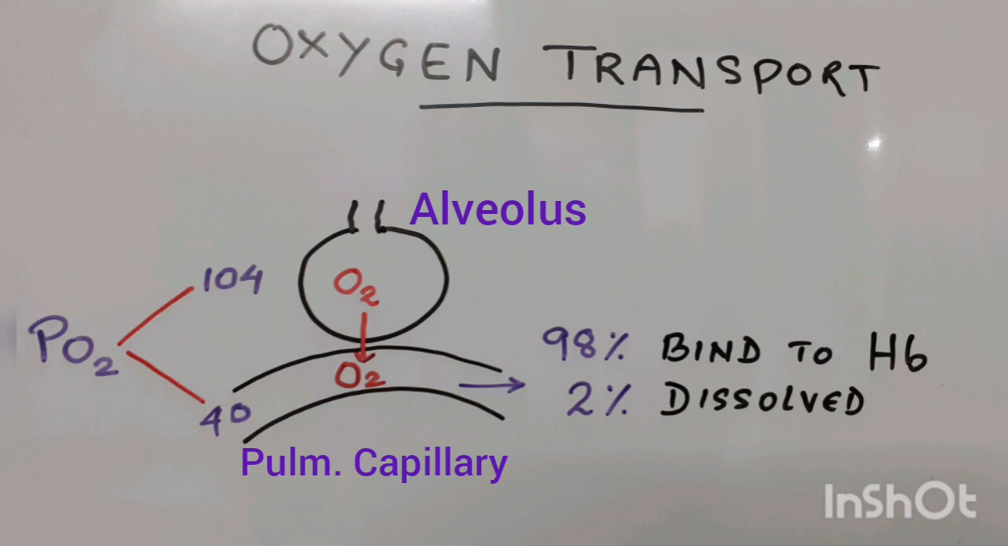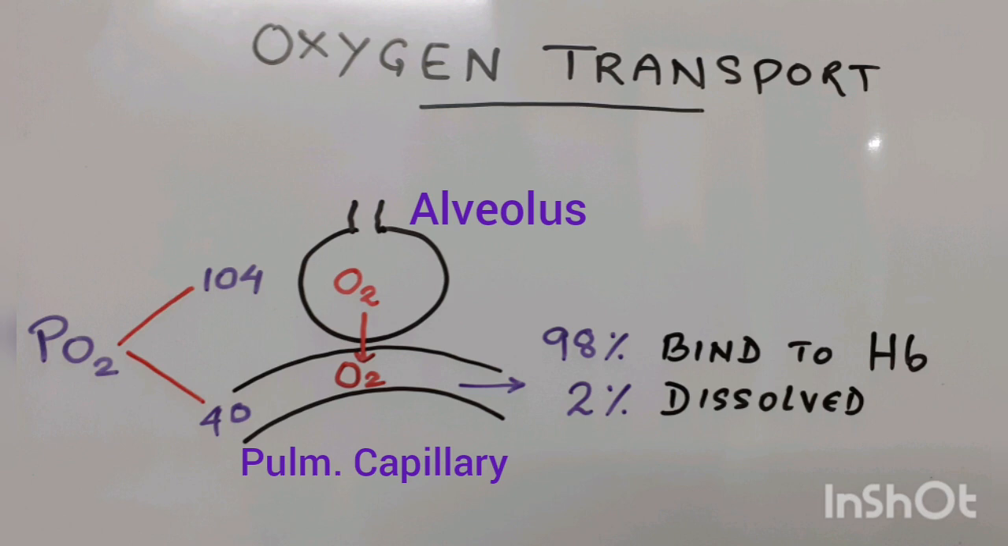We know that oxygen gets transferred from the alveoli to the pulmonary capillaries by means of diffusion across a pressure gradient. The partial pressure of oxygen at the alveoli is much higher than that in the pulmonary blood. The partial pressure of oxygen at the alveoli is about 104 millimeter of mercury, while that in the pulmonary blood is only 40 millimeter of mercury.